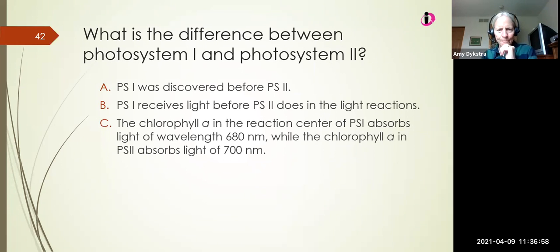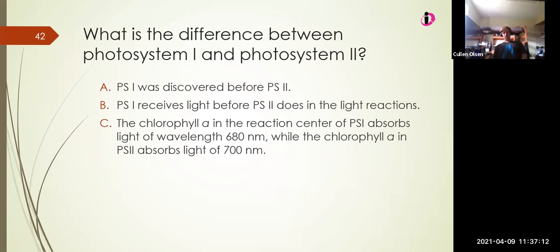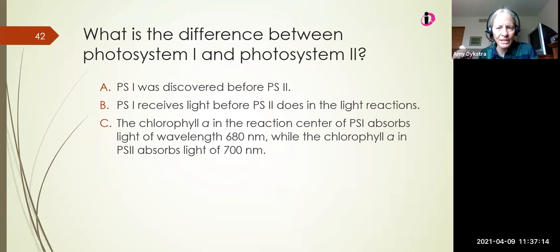So I have to go back to this because I gave you guys the wrong answer on this multiple choice. The correct answer actually is A. Photosystem 1, or PS1, was discovered before PS2. That is the correct answer. B is incorrect. It's actually PS2 that receives light first, and PS2 has a wavelength of 680. So answer C switches the wavelengths, and answer B is incorrect. So the correct answer to this is answer A. I'm sorry, I gave you the wrong answer.